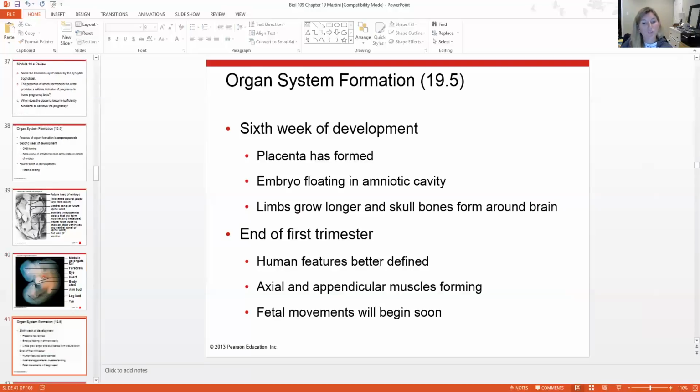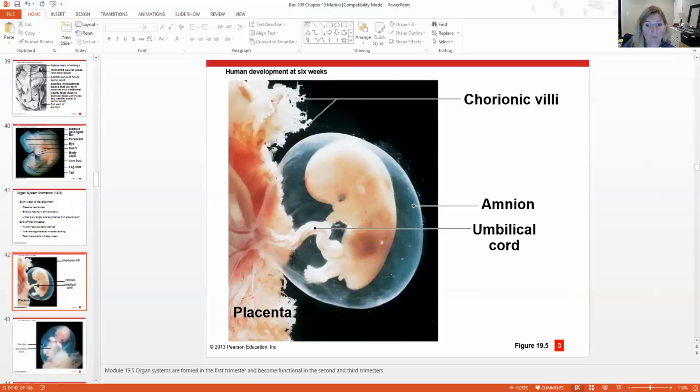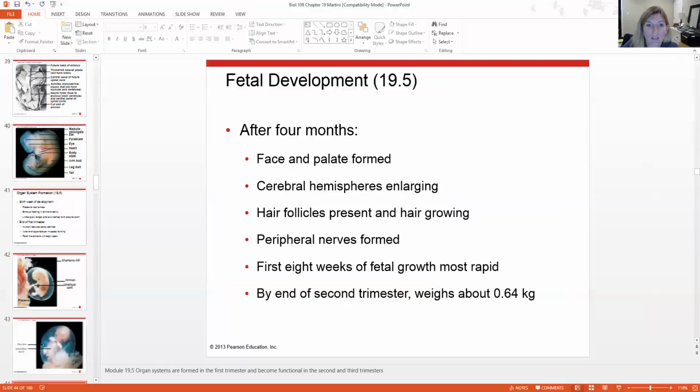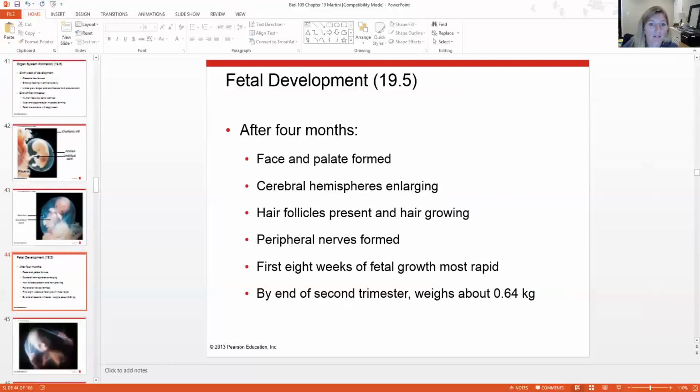By the end of the first trimester, the human features are much better defined, the axial and appendicular muscles are starting to form, and fetal movements will begin. This is a human at 6 weeks. Crazy. 12 weeks. And at 4 months, the face and palate are formed, cerebral hemispheres are enlarging, hair follicles are present, hair is growing, and peripheral nerves are forming. The first 8 weeks is the most rapid form of growth.